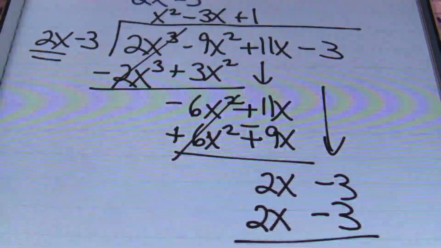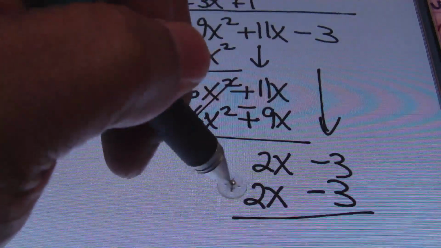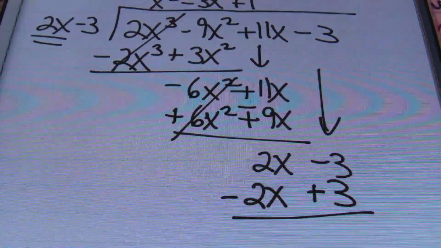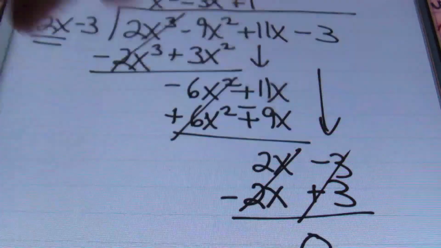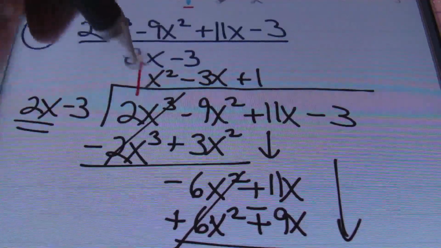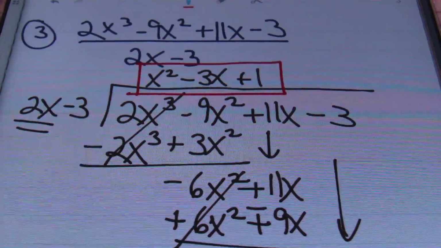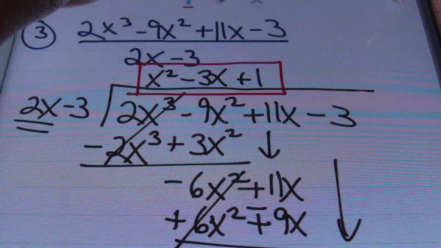And then, what do we do next? Exactly, we change the signs. So this becomes a negative 2x, a positive 3. Everything cancels out. It terminates with 0. So your answer here is x squared minus 3x plus 1, and that's the answer. All right, let's check out the next problem.